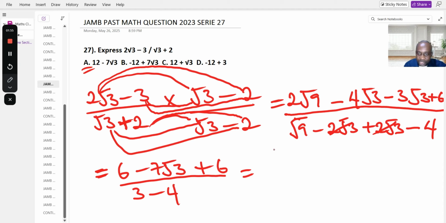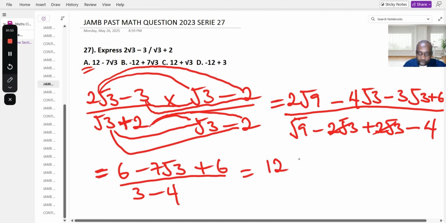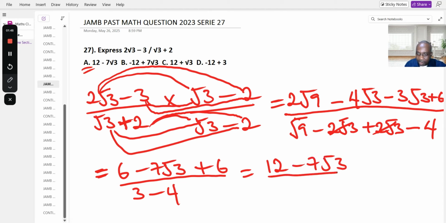Plus 6 is going to give us 12. 12 minus 7 square root of 3 over 3 minus 4 to give us minus 1. Isn't it? Minus 1 is going to give us minus 1. Therefore, we are going to use what? We are going to use the minus to multiply the everything. You will take the minus up, which is minus 1. We take it up because we will not put anything at the down. Minus 1 over 12 minus 7 square root of 3. Therefore, we are going to minus this to open the bracket.